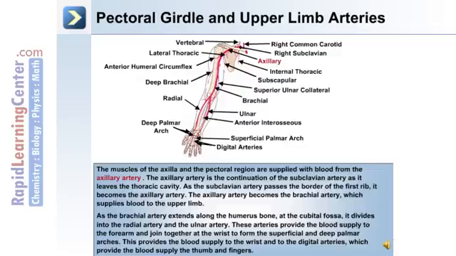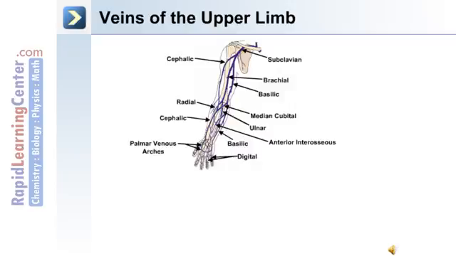As the brachial artery extends along the humerus bone at the cubital fossa, it divides into the radial and ulnar arteries. These arteries provide blood to the forearm and join together at the wrist to form the superficial and deep palmar arches. This provides blood supply to the wrist and to the digital arteries, which provide the blood supply to the thumb and fingers. The veins of the upper limb.